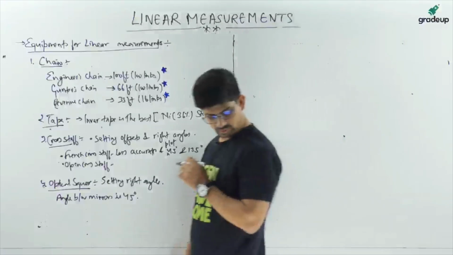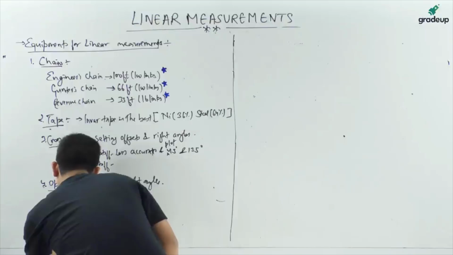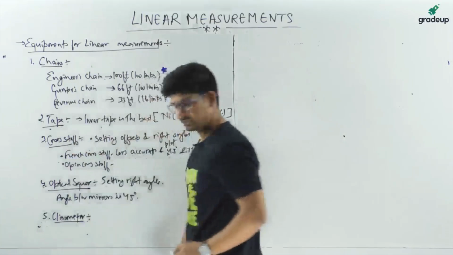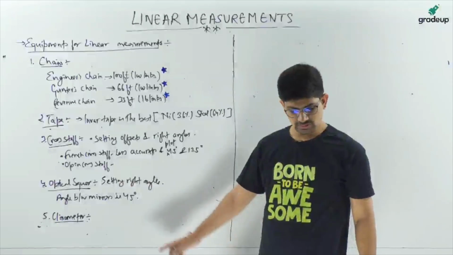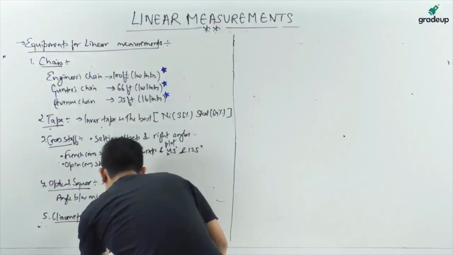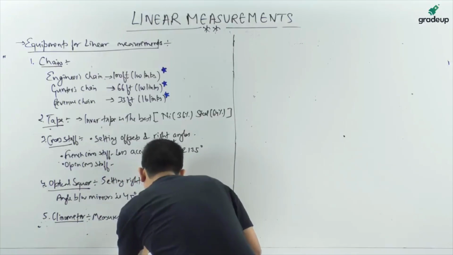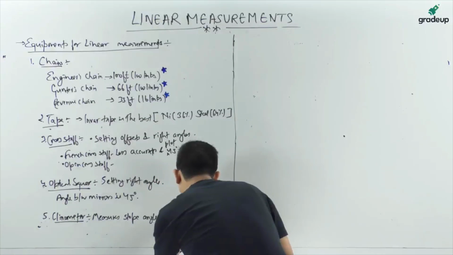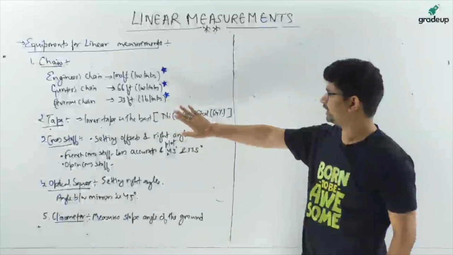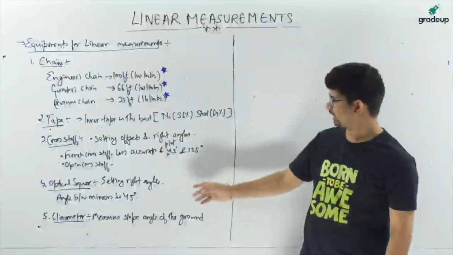Okay. Also one more equipment is there, that is clinometer. Often in objective questions you will get this word, clinometer. Now what is it used for? It is used to measure the angle of slope of ground. It measures the slope angle of the ground. So from equipments for linear measurements, these are the ones from which in objective you may get questions.